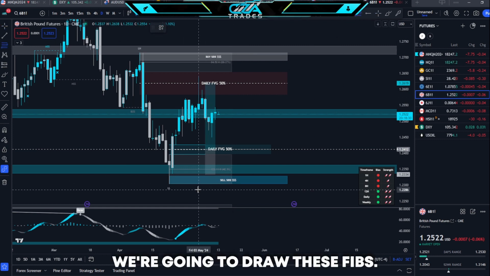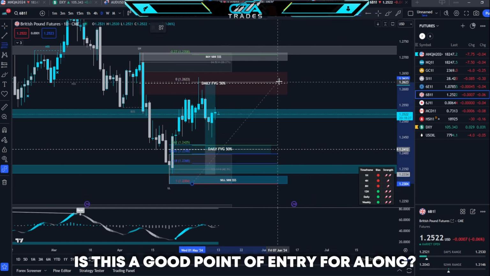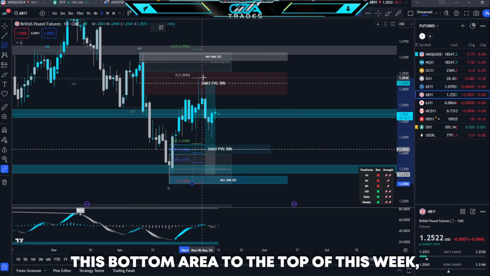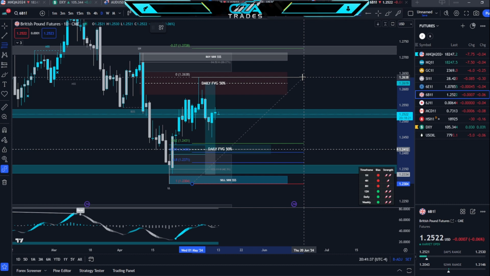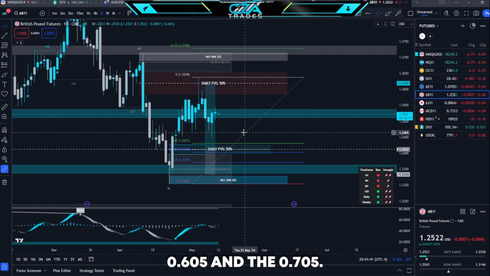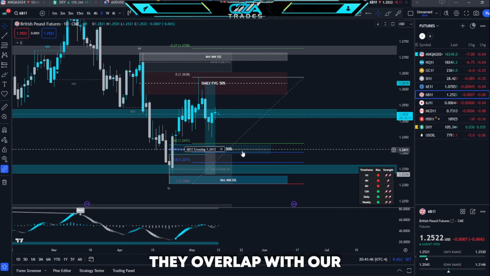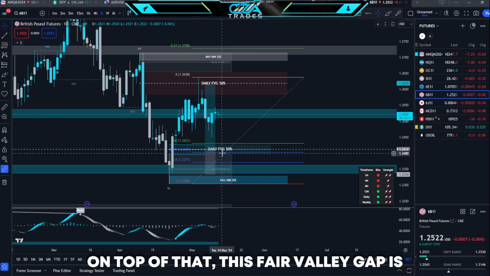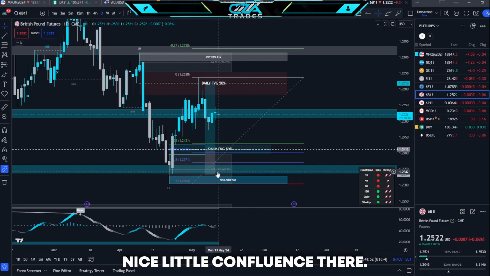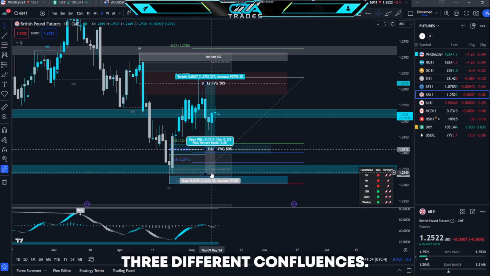But check this out. We're going to draw these fibs. Is this a good point of entry for a long? Drawing from that bottom, right? This bottom area to the top of this wick, which is the market structure. Boom. Beautiful confluence. 0.605 and the 0.705. They overlap with our daily fair value gap. On top of that, this fair value gap is overlapping this order block too. Nice little confluence there.